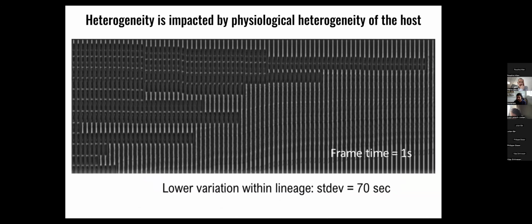But this data was really useful for us to see that when we look at individual lineages, they have much lower variance in lysis time. It was about 70 seconds, even though the variance was larger between trenches, which meant that individual lineages have more similarity in their physiology than between trenches.